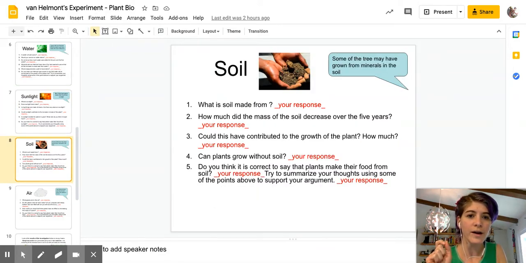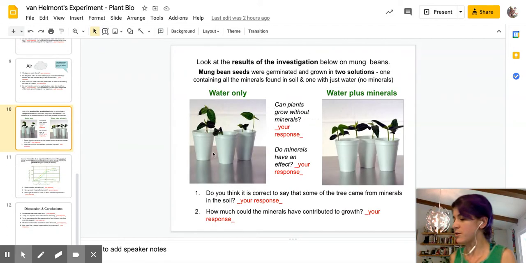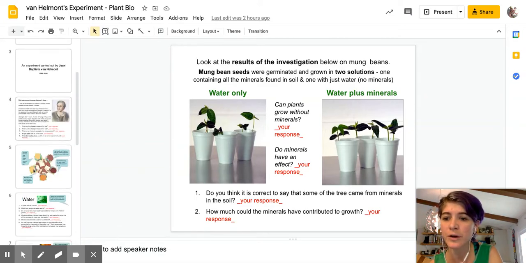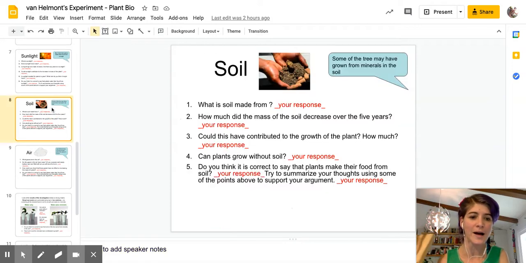So soil, again, is important. We saw in this experiment that plants don't grow very well without certain minerals from the soil, like nitrogen, phosphorus, potassium. There are also micronutrients like cobalt and magnesium. They can grow a little bit, but they're not going to survive very long or thrive without minerals in the soil. But if we go back to Van Helmont's original experiment, he only found the change of mass in the soil to be a couple of ounces, so it doesn't contribute very much to the actual mass of the plant.